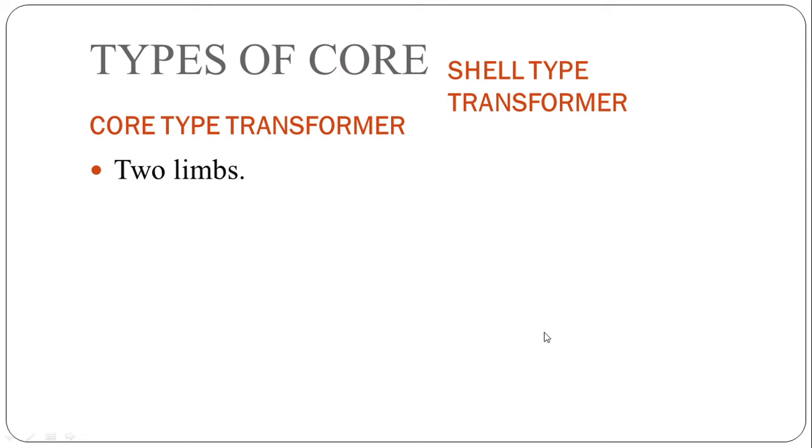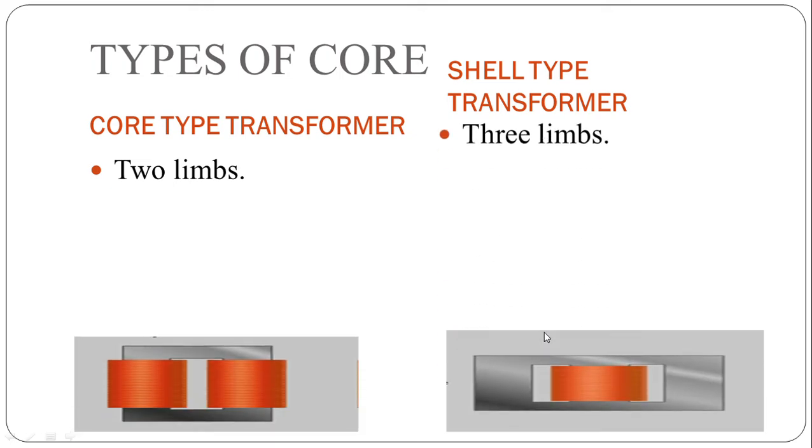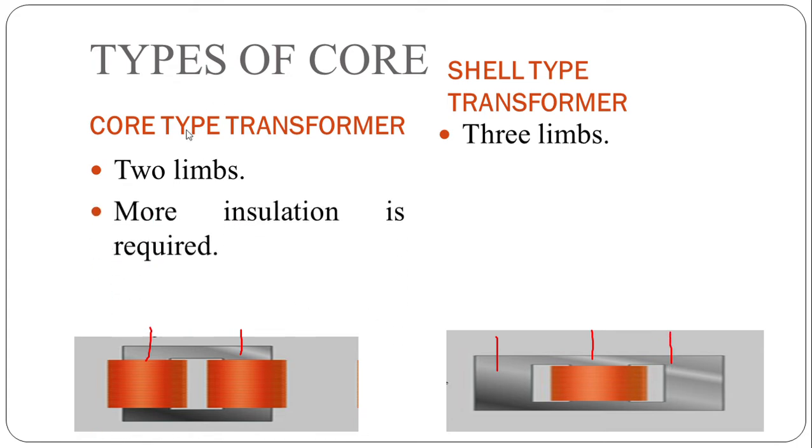Core type transformer has two limbs while shell type transformer has three limbs. Here you can clearly see that this core type transformer has these two limbs, 1 and 2, and this shell type transformer has three limbs, that is 1, 2 and 3. More insulation is required in case of core type transformer, while less insulation is required in case of shell type transformer. Because in core type transformer, windings are wound on two different limbs, while in case of shell type transformer, windings are wound on the same single limb. That's why more insulation is required in case of core type transformer, while less insulation is required in case of shell type transformer.